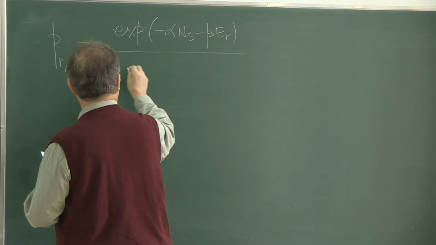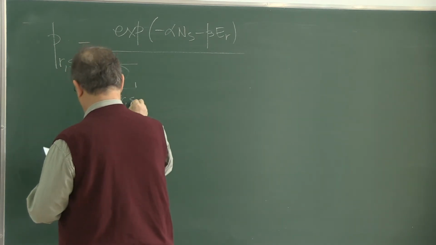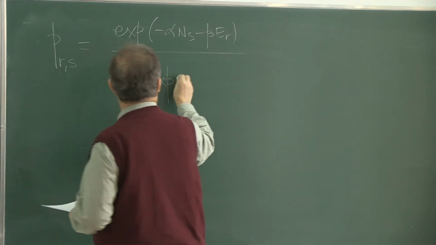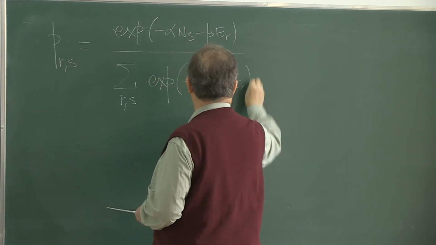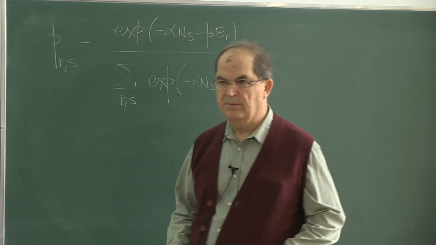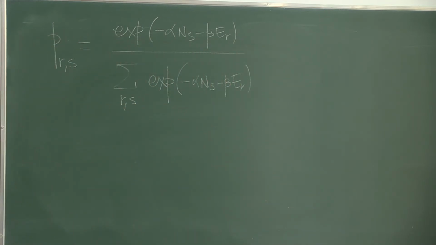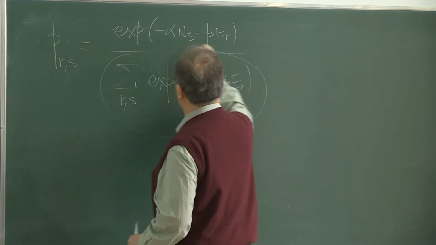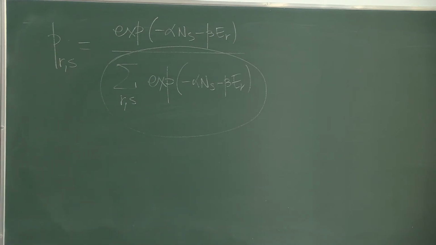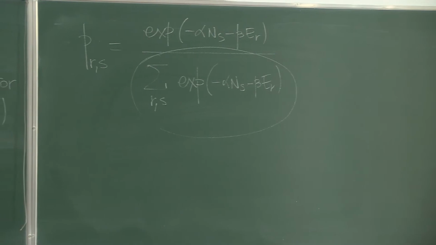Divided by the sum over all states, that's the normalized probability. If you sum these probabilities, you will get 1, isn't it? The sum in the numerator will be equal to the sum in the denominator, so divide them, you get 1. It is properly normalized. Now here we have a sum. What was the sum in the canonical case? It was a simpler sum, isn't it?